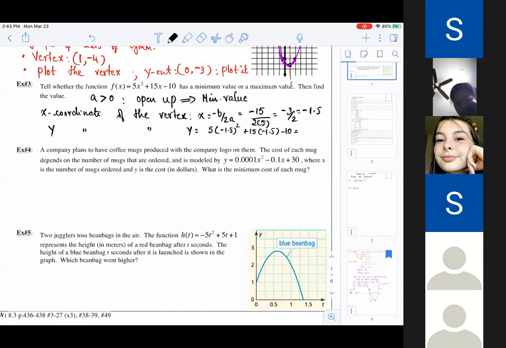Okay, what do you guys have? I got a negative number, negative 21.25? Okay, try one more time. Negative 1.5, you square that and multiply by 5, and then you add that to negative 1.5 times 15, and then minus 10. I got negative 21.25. Yeah, that's what I have. Negative 21.25.